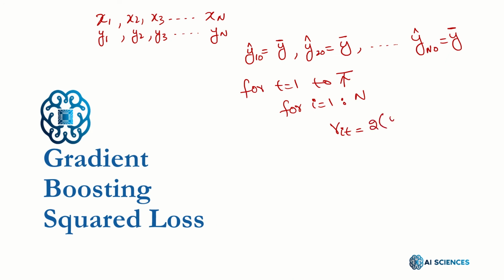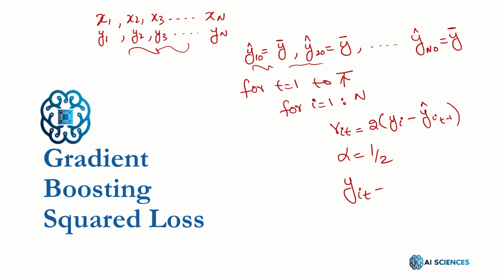So that is 2 times yi, which is given here as training data, minus yi hat at time t minus 1, which I already have computed here. So these are my residuals. The value of alpha is always 1/2 in the case of least square error loss. And now I'm ready to get my new predictions yi at time t, which is equal to the prediction yi at time t minus 1 plus alpha times ri at time t. These are my new predictions.